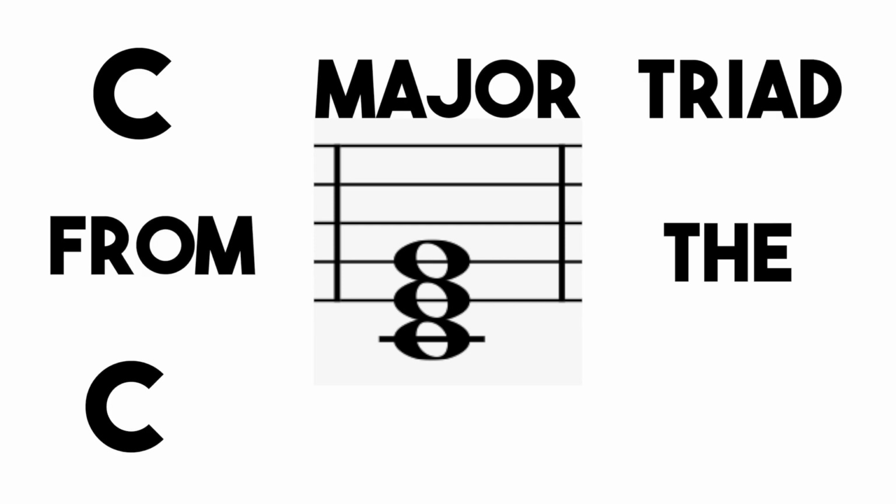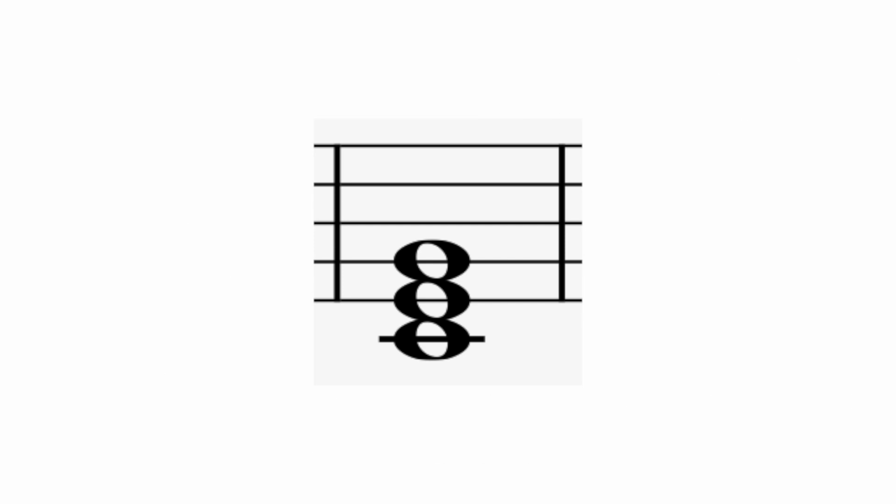It's just a note. That's it. Next level. This right here is the C major triad from the C major scale. You can make this triad by taking the first, third, and the fifth of any scale and put them together.